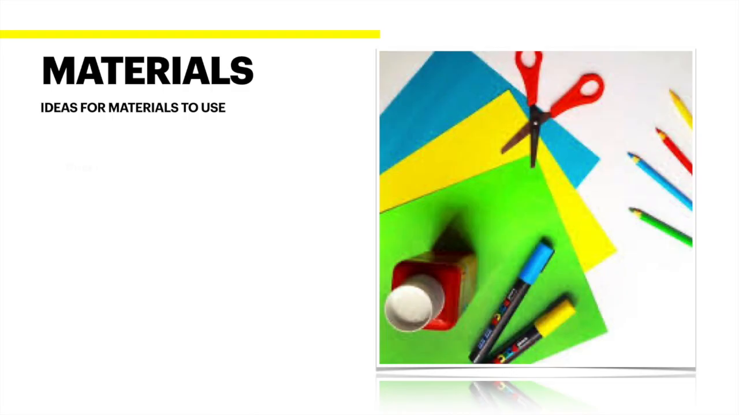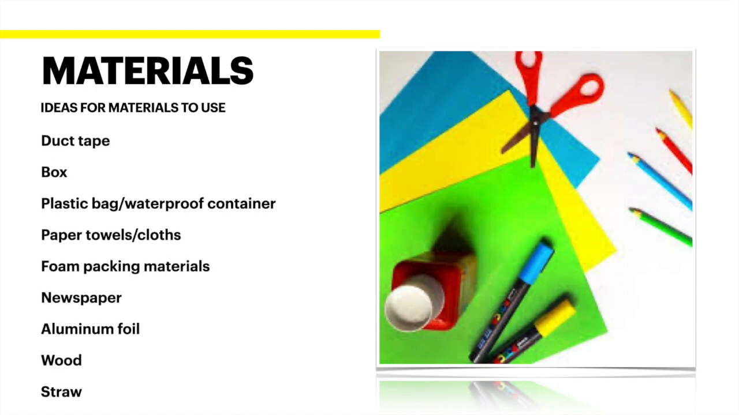Ideas for materials to use: really whatever you can find laying around your house that your parents will let you use. So things like duct tape, boxes, plastic bags or a waterproof container, paper towels, cloths. If you have any foam packing materials or any sort of packing materials, newspaper, aluminum foil, chunks of wood, or straw, the hay kind of straw, right? Whatever you can find that your parents, grandparents, whoever lets you use, go for it.